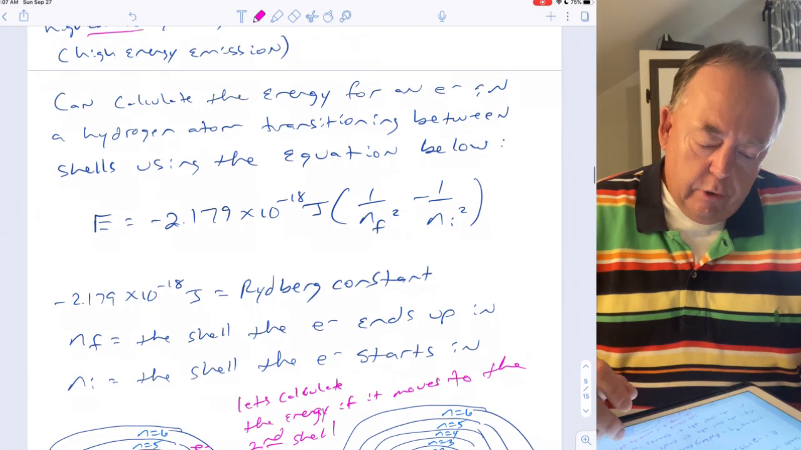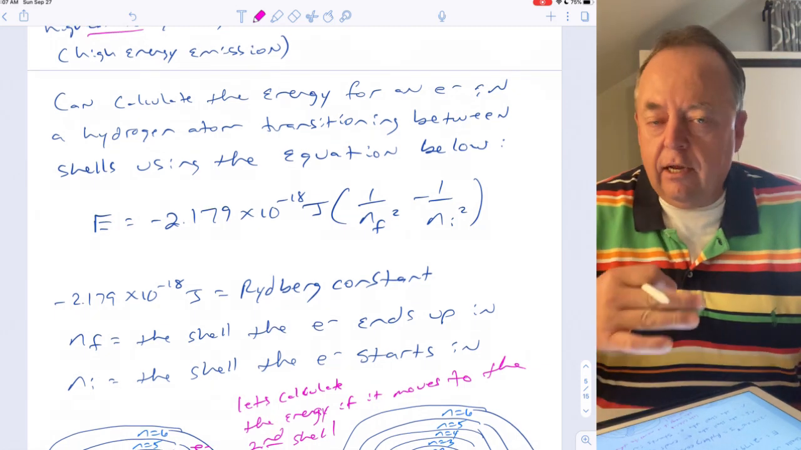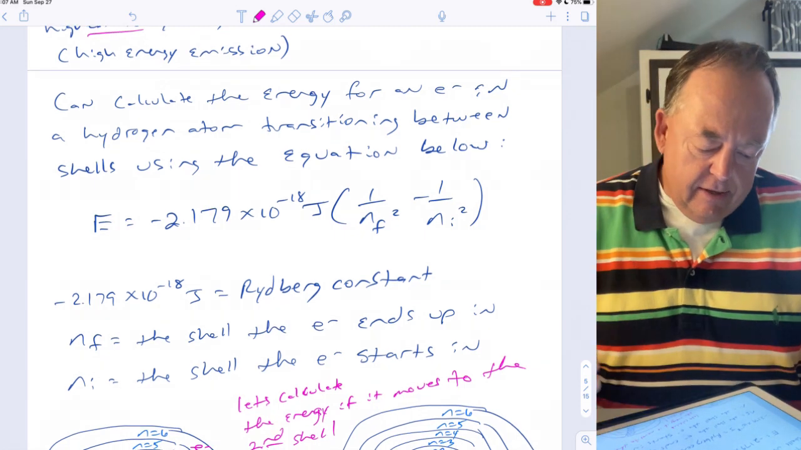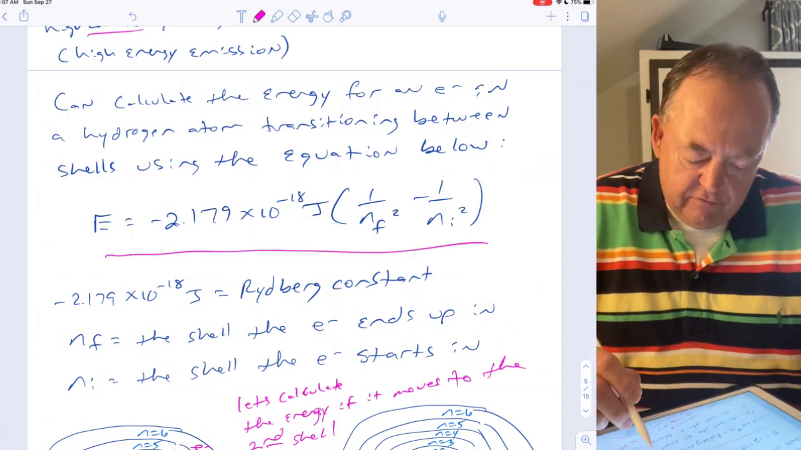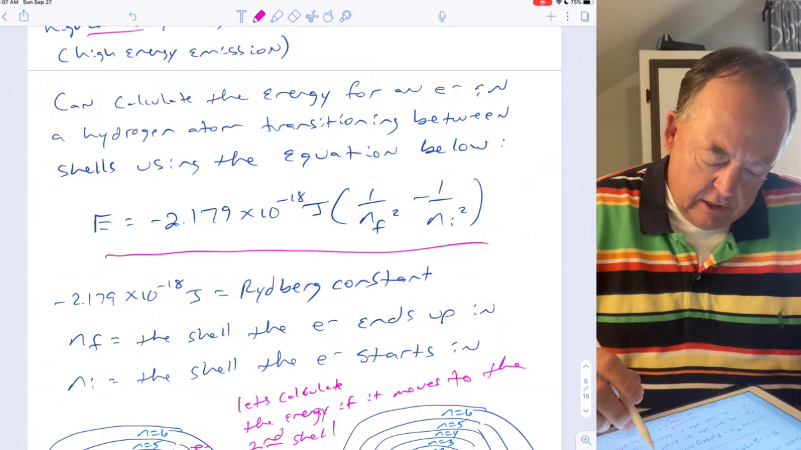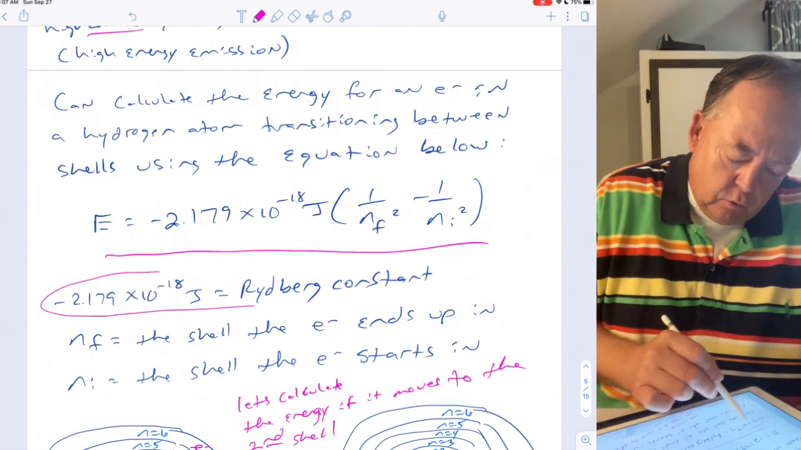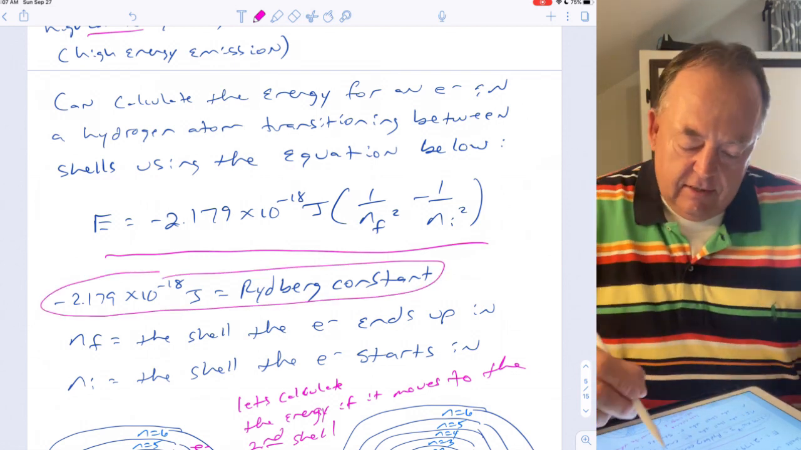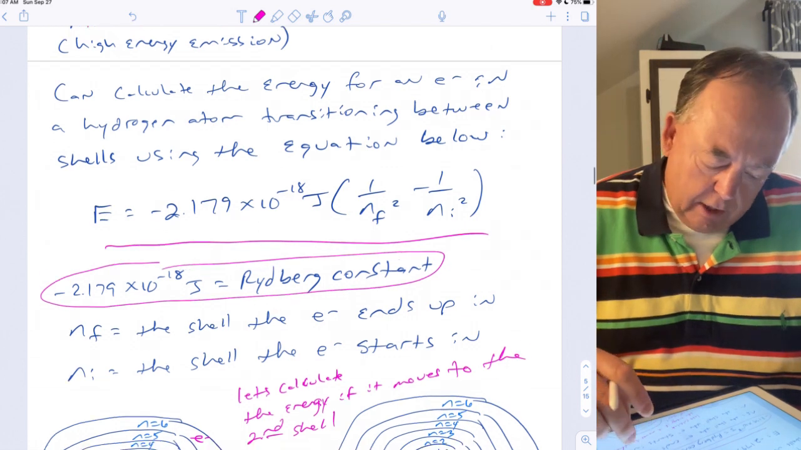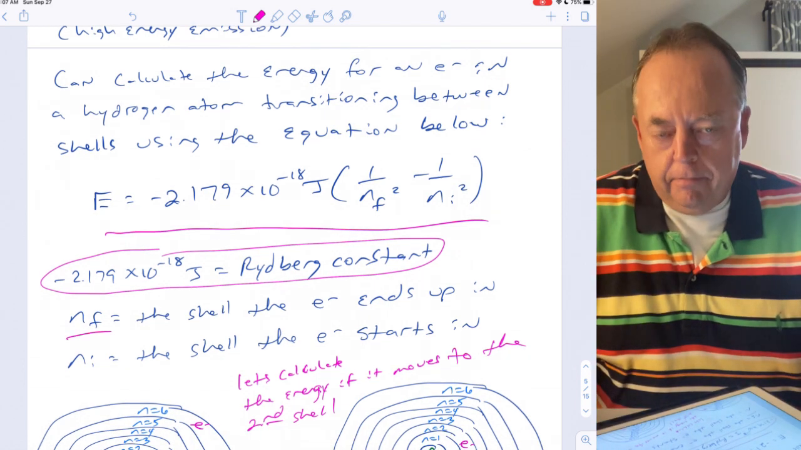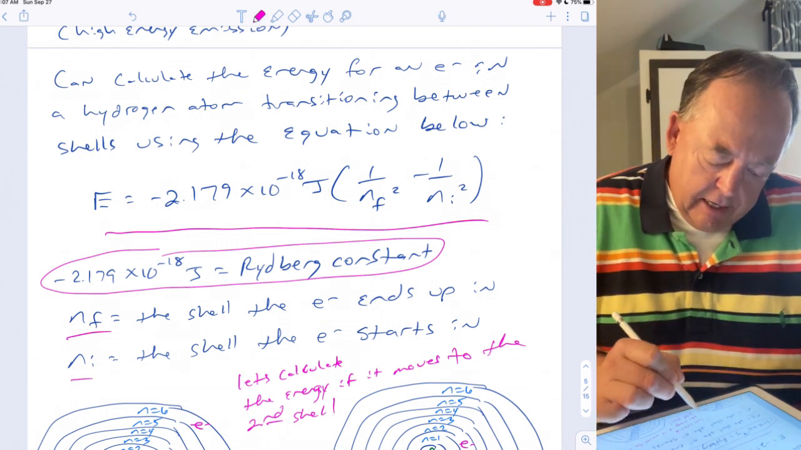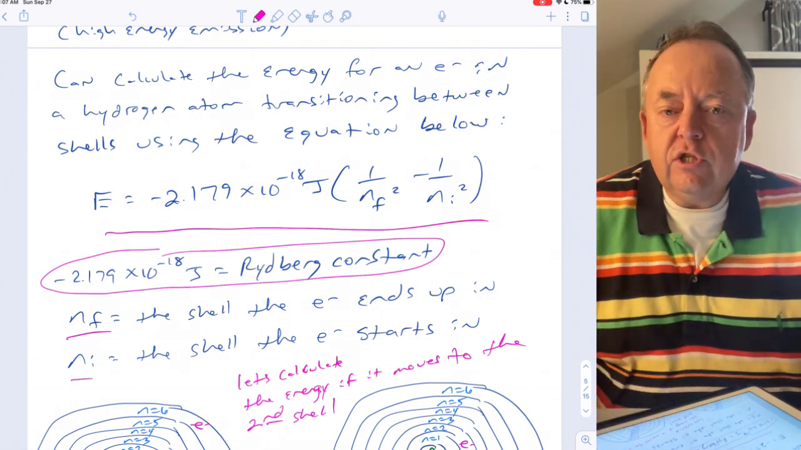Okay, so for hydrogen, we can calculate the energy involved when an electron moves between the shells using this equation. E equals negative 2.179 times 10 to the minus 18, so that's what's known as Rydberg's constant, times 1 over n final squared minus 1 over n initial squared. So n final, n_f, is the shell that the electron ends up in. And n_i, that's the shell the electron starts in.